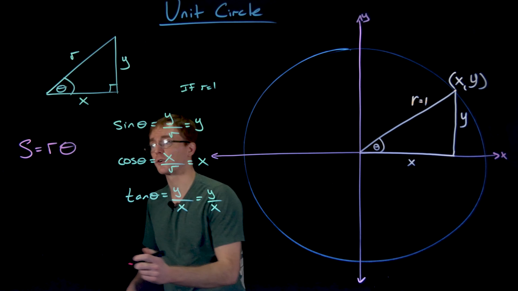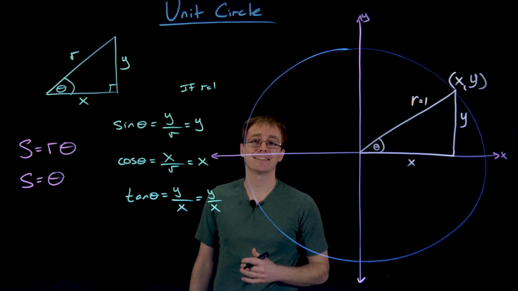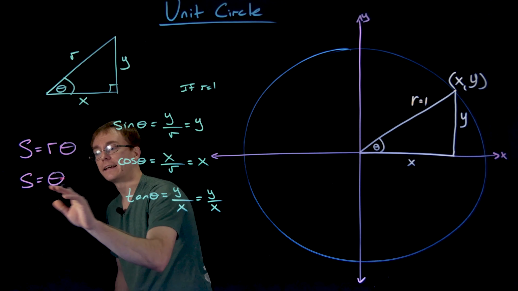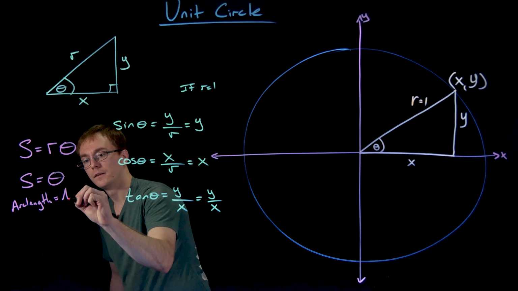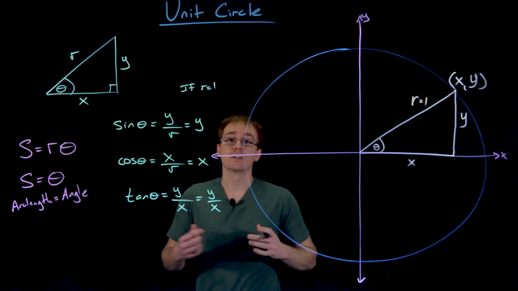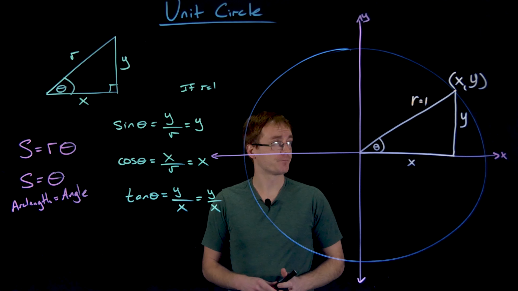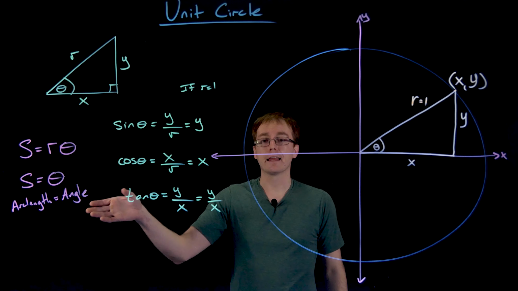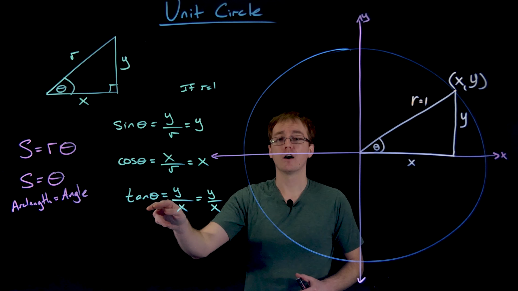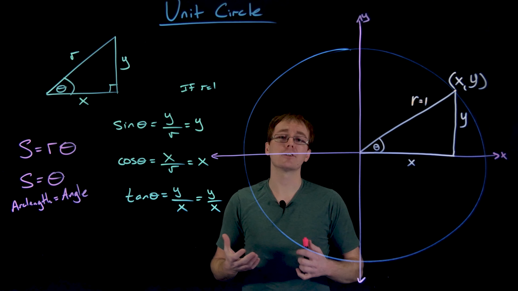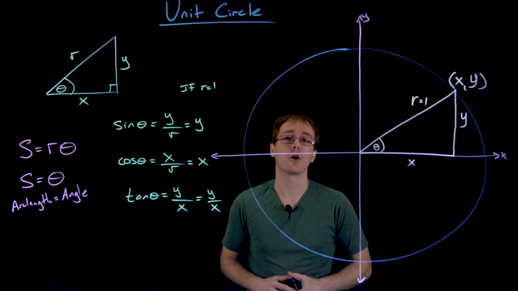But if we are on the unit circle where r is equal to 1, then our formula simplifies to s is equal to theta. So the arc length and the angle on the unit circle are essentially interchangeable and can be swapped out. And so what this arc length equals angle observation allows us to do is, instead of thinking of our trig functions as functions of these angles within a right triangle, we can now start thinking of our trig functions as functions of these arc lengths traveling around our unit circle.